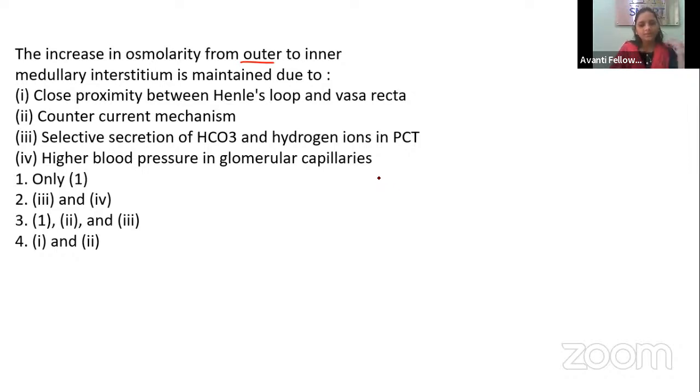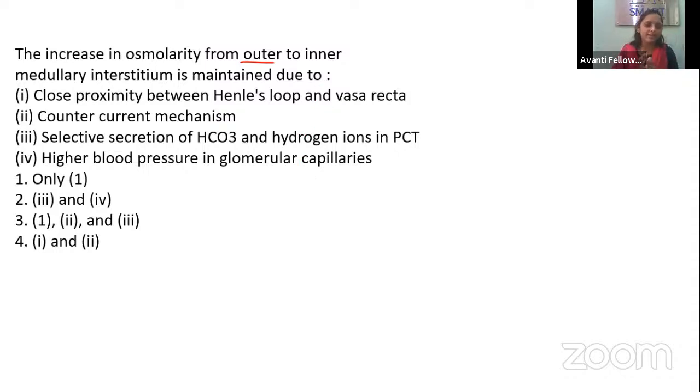In option 1, they are telling that only 1 is correct. In option 2, 3 and 4 are correct. In option 3, 1, 2 and 3 are correct. And in option 4, 1 and 2 are correct. Which one is correct? So you can select the answer. Let us answer this question, guys.